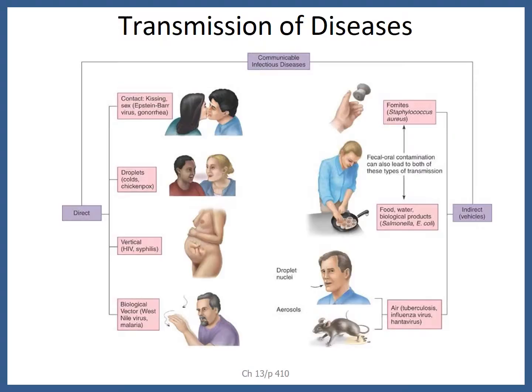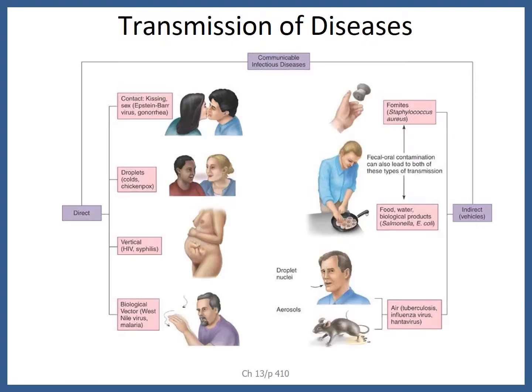So direct mechanisms would be direct contact, such as kissing, a way to spread Epstein-Barr virus, which causes mono, if anyone has had mono. Then droplets, so colds or chickenpox, where maybe someone is sneezing or coughing, can be spread to a person in close contact.